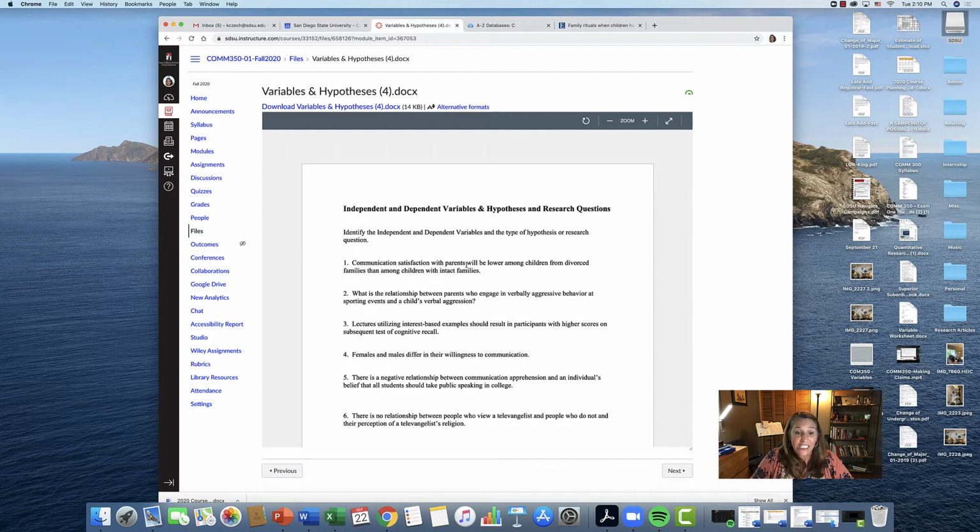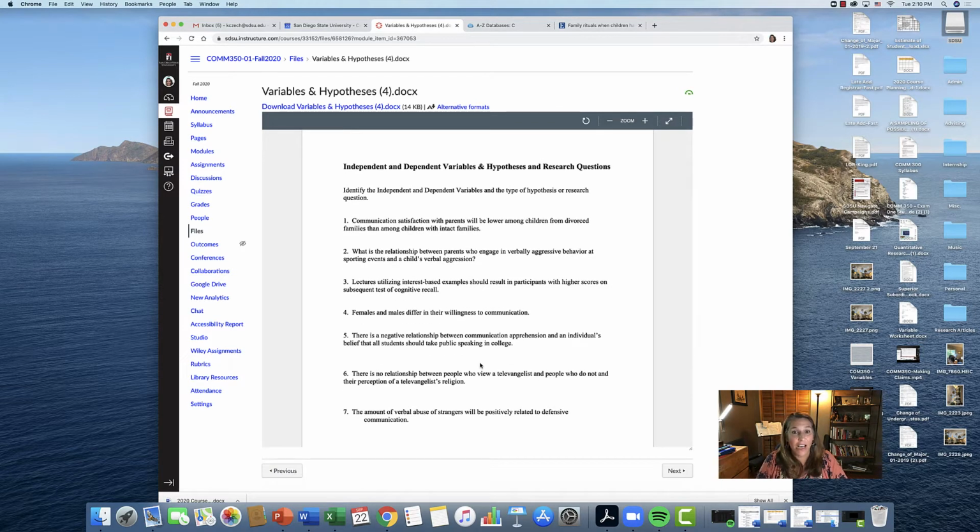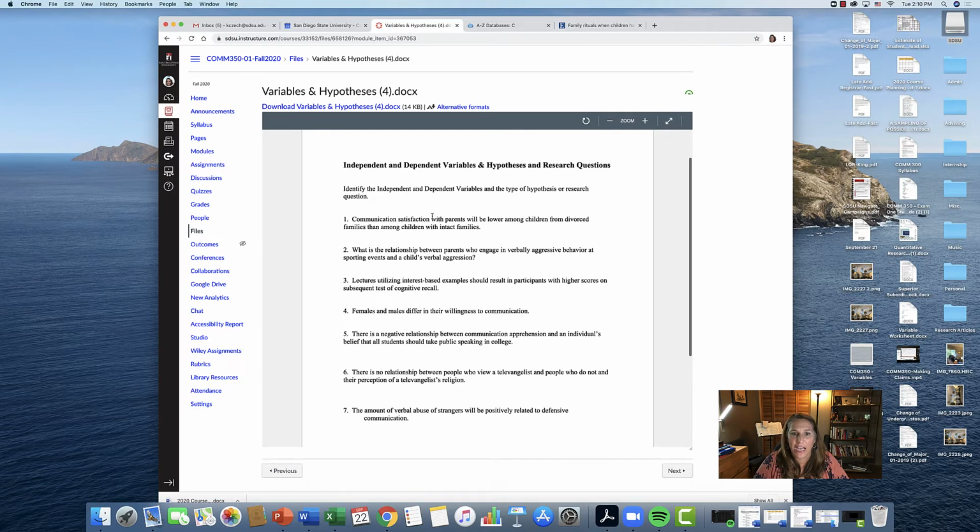In this activity, I gave you 7 hypotheses or research questions and asked you to identify the independent and dependent variable and what type of hypothesis or research question it was. So let's take a look at number 1. Communication satisfaction with parents will be lower among children from divorced families than among children with intact families.